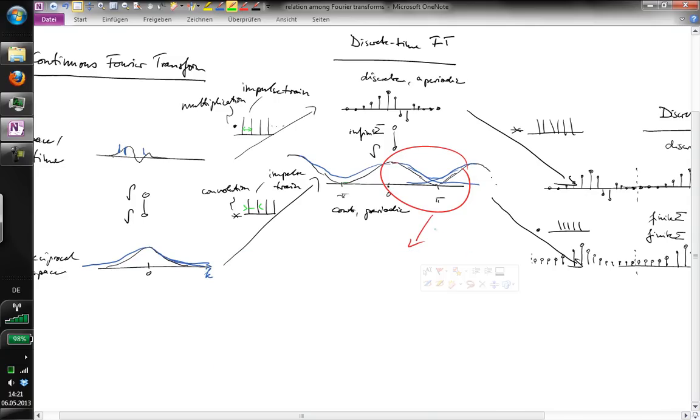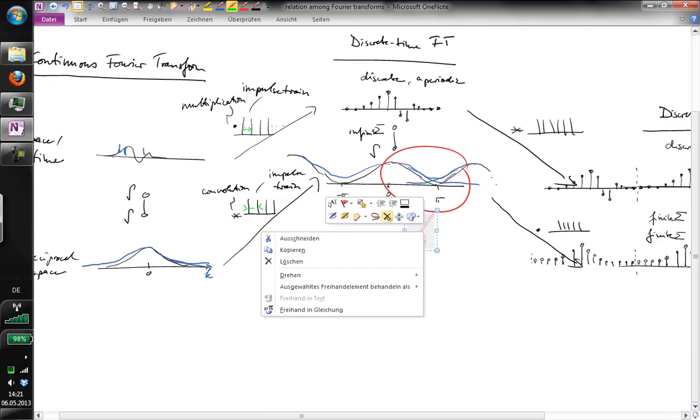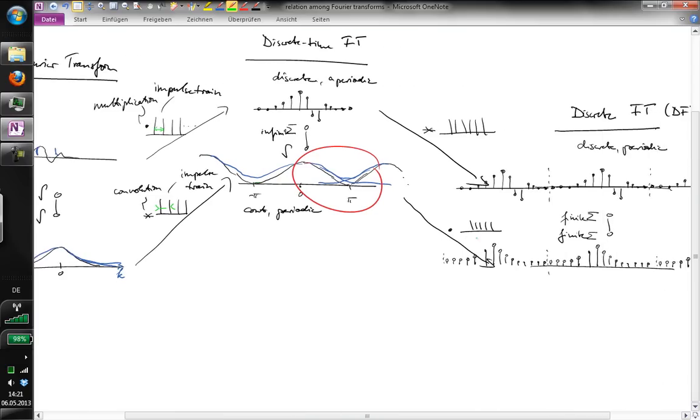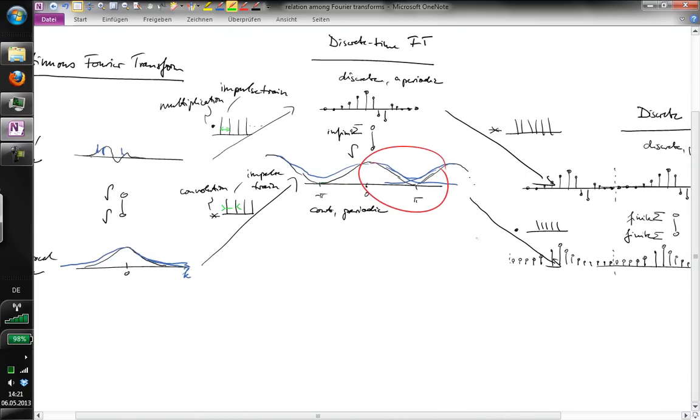All right. So we have the continuous Fourier transform, the discrete-time Fourier transform, and the discrete Fourier transform. And the picture is not quite symmetric yet, because I could also do the following. I could also, rather than multiplying the continuous signal with an impulse train, convolve it with an impulse train. We'll see that in a moment. Or I could multiply its Fourier transform with an impulse train.